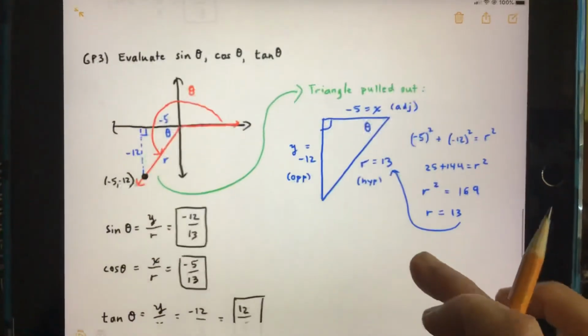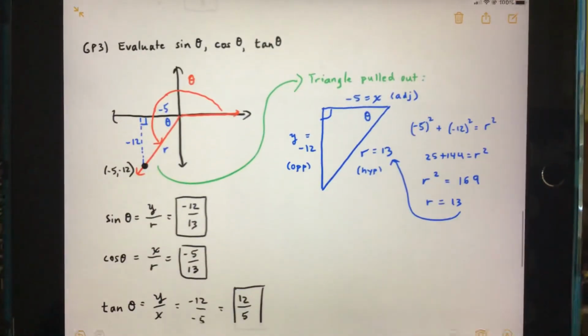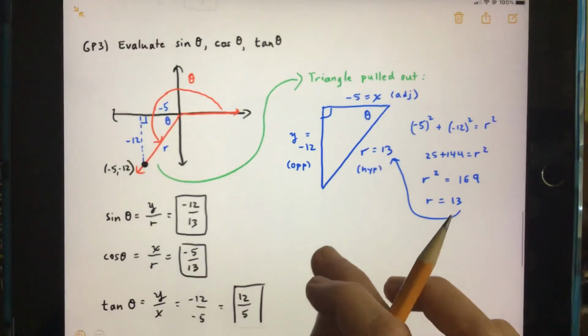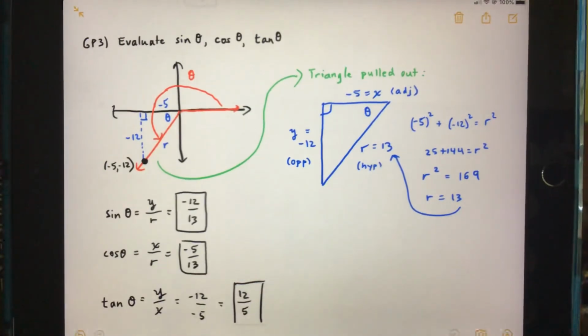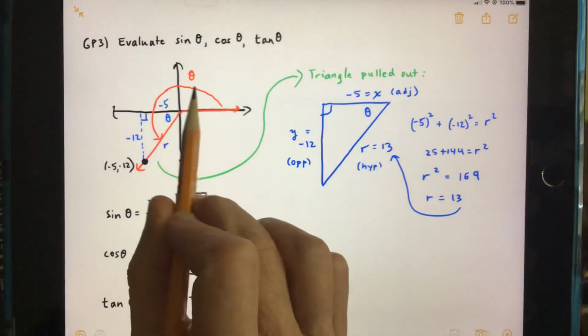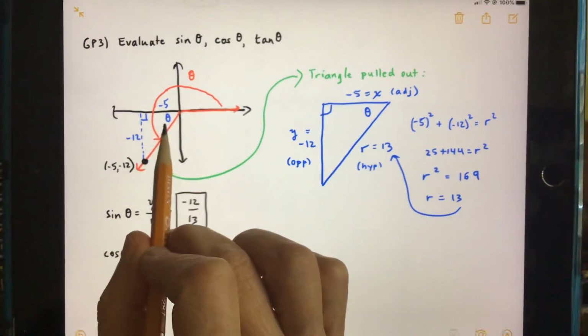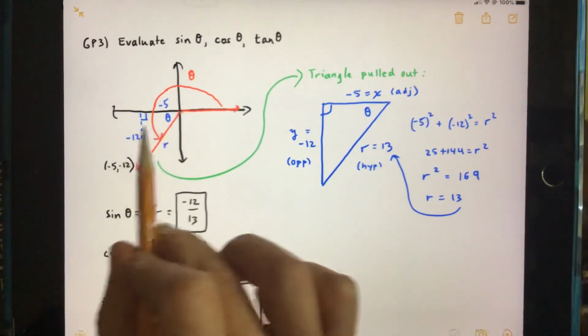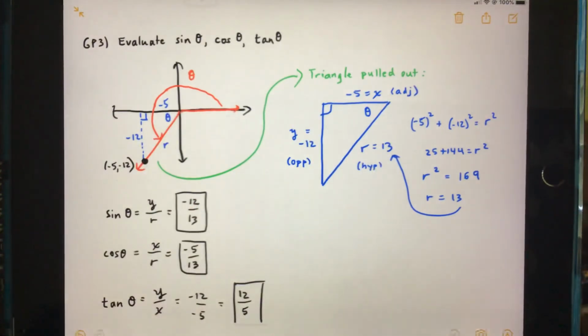Last guided practice problem, same idea. So this whole lesson deals just with getting our evaluations of our sine, cosine, and tangent for angles that are presented to us on a coordinate plane. So we are given the ordered pair -5, -12. So there is our theta angle. And so we're going to take this triangle and bring it out just to make it easier to look at.